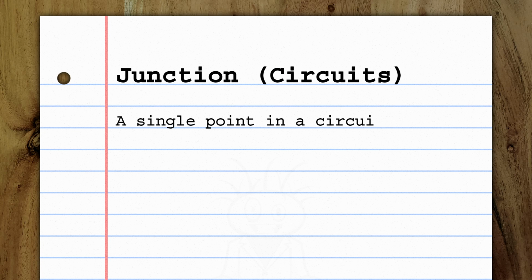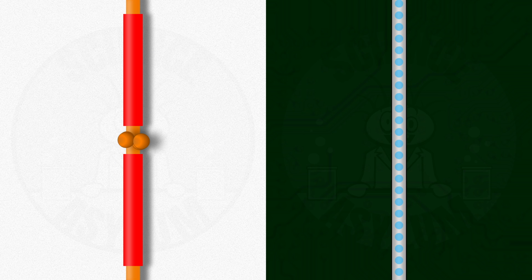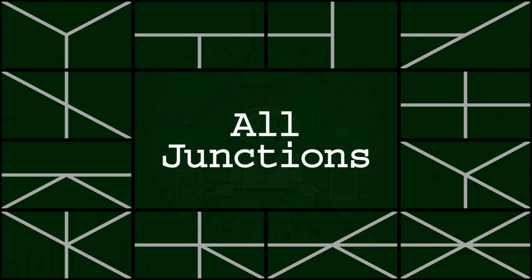It's a single point in a circuit where at least 3 wires come together. Why do I say at least 3? Because 2 is the same as 1. The charge just flows through and that's it. 3 wires gives the current an opportunity to either split or combine. But it's not limited to 3. These are all examples of junctions.